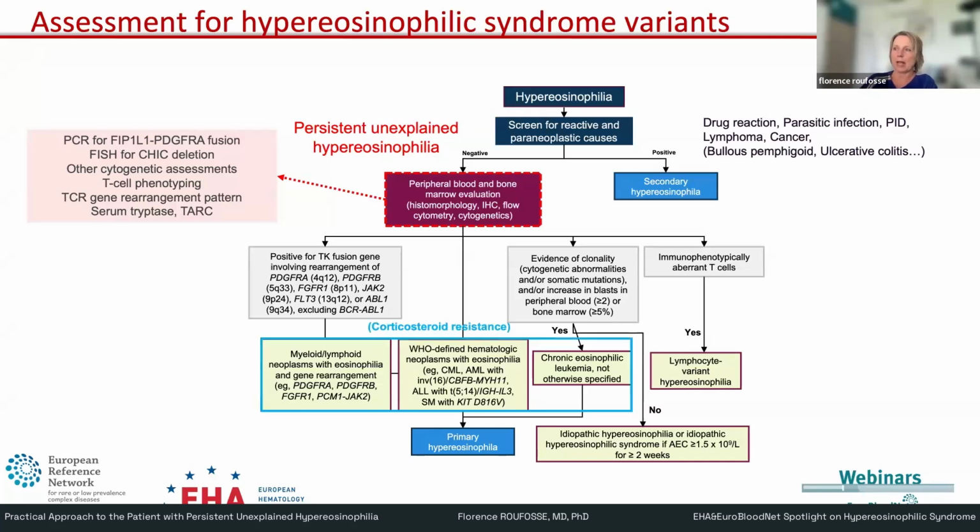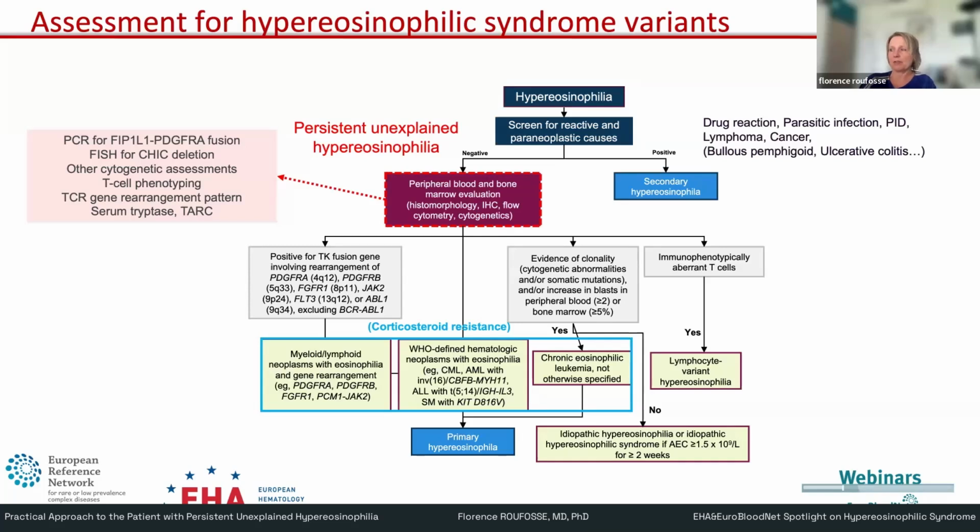And another important clue to the fact that you might have clonal hypereosinophilia is the fact that the patients are often corticosteroid resistant. This is really something which should raise suspicion of a clonal eosinophilic disorder to a very, very high level. And you can see the different classifications, which have been discussed in a great deal of detail by the previous speaker. So those are the clonal eosinophilic disorders.